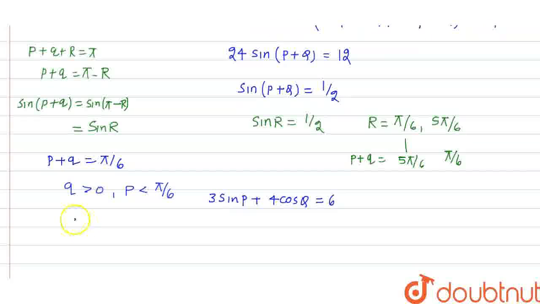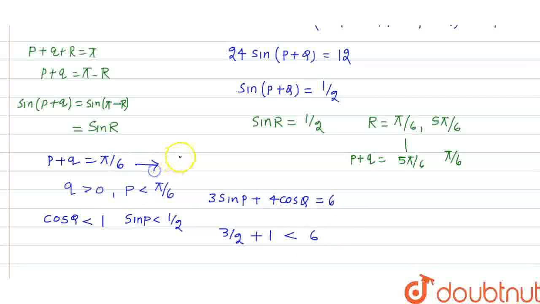Now if you substitute, cos Q will be less than or equal to 1. Why? Because in 0 to pi by 2, cos Q is a decreasing function. Now sin P is less than or equal to half. So this whole thing is at most 3 by 2 plus 4, which is less than 6. That means there is no possibility that this becomes equal to 6. So the case that P plus Q is pi by 6 is invalid.